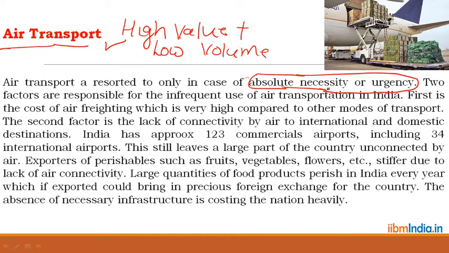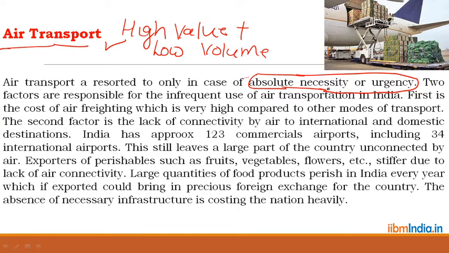Apart from these things, we have some products which are high value at a low volume. Due to less air connectivity across tier 2 and tier 3 cities, that is the only reason we are not able to export those goods and services. And suppose we are able to export those goods and services through good infra, then what can happen? It brings precious foreign exchange for the country.